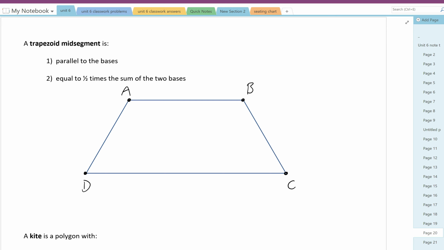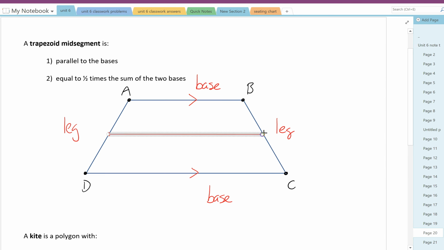Next thing is a trapezoid mid-segment, and this will work for regular trapezoids or isosceles trapezoids, it doesn't matter. So again, in a trapezoid we have one pair of parallel sides, these are called the bases, and the other two sides are called legs. All right, a trapezoid mid-segment is if I find the midpoint of both legs and then I draw a line that connects them, that line is called a trapezoid mid-segment.